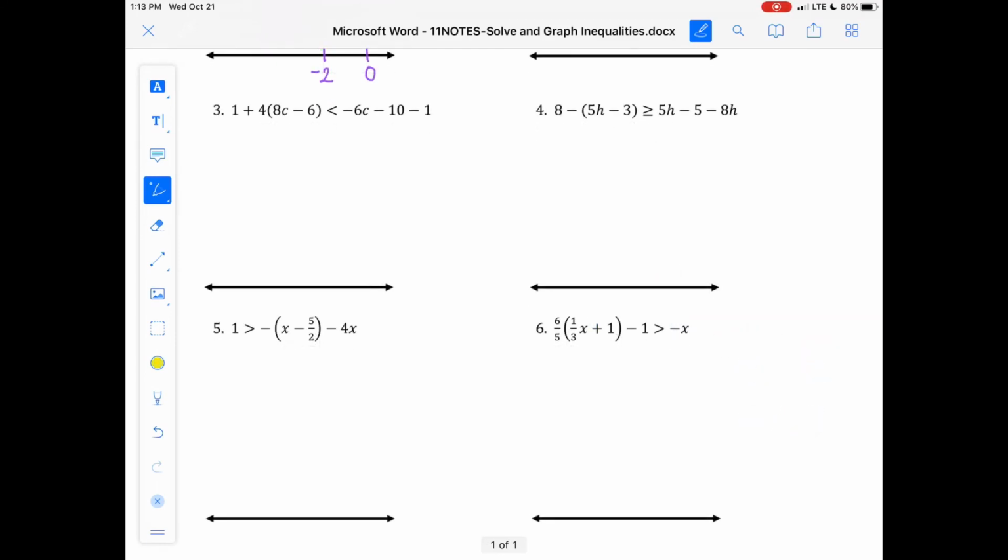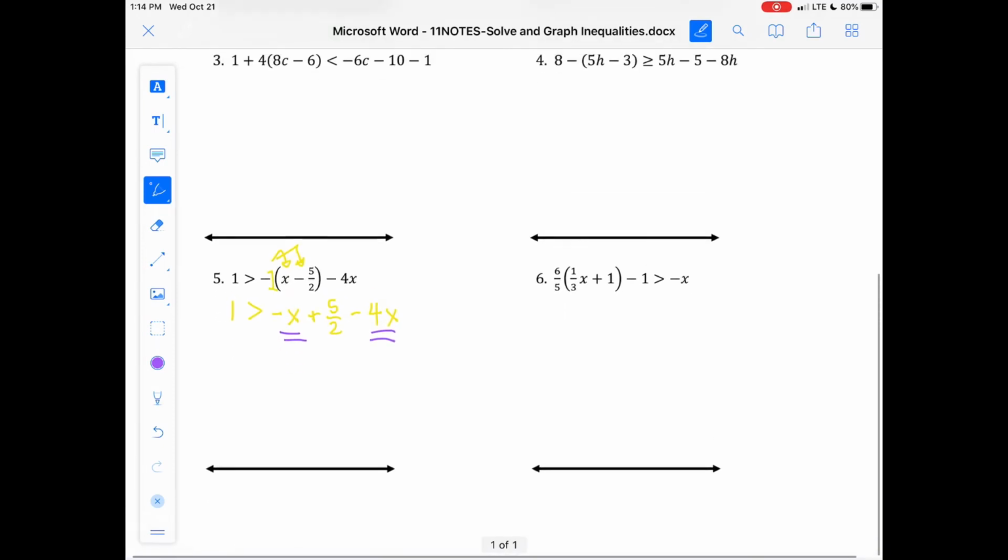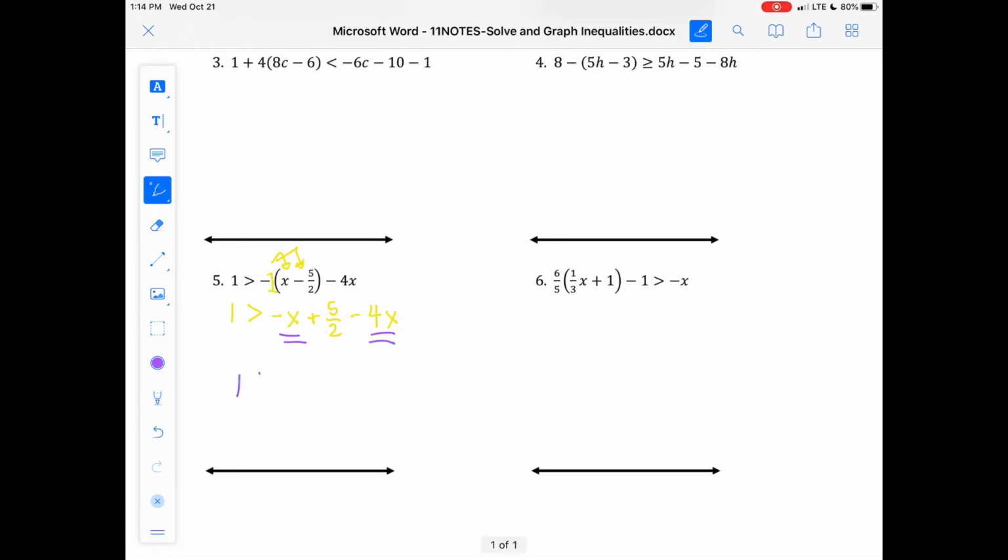And let's end on 5, just so that we see a variation of these. So here again, that's a -1, so I'm going to rewrite that and distribute the negative. That gives me -1x, I'll write that as -x, and plus 5/2 minus 4x. And then again, we see like terms on the same side. So we've got 1 is greater than -x minus 4x is -5x plus 5 over 2.